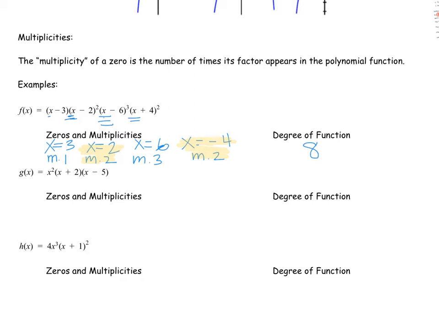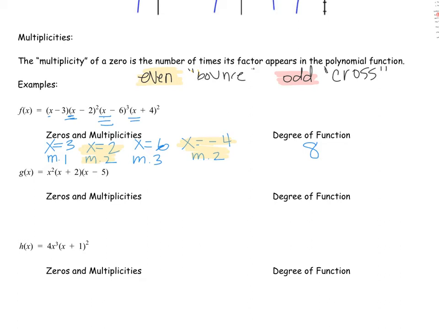So if we have an even multiplicity, we get something we call a bounce. And if it's an odd multiplicity, we'll call it a cross. So let's try a couple more finding zeros and multiplicities.